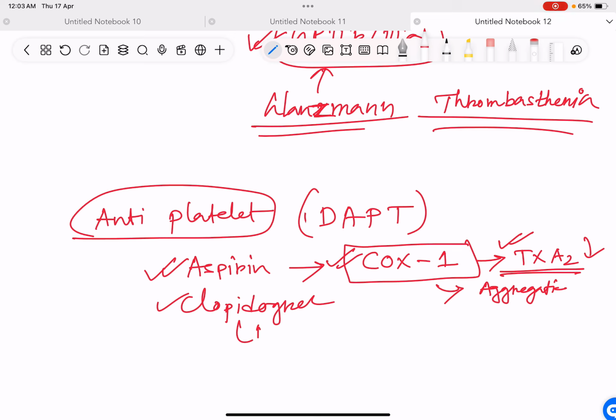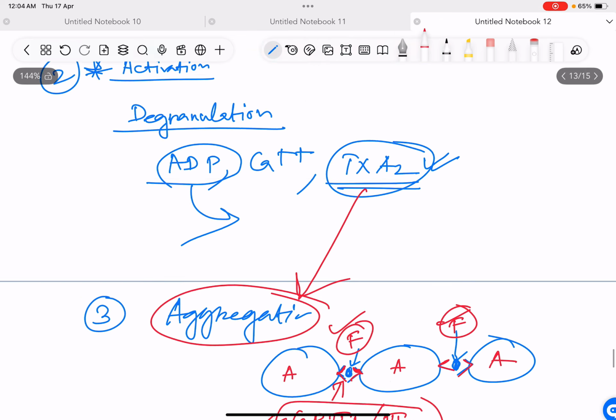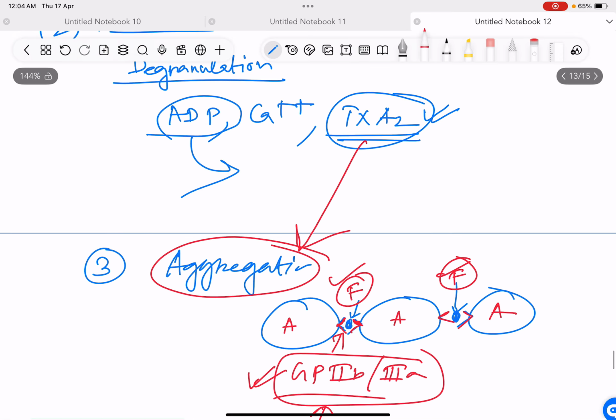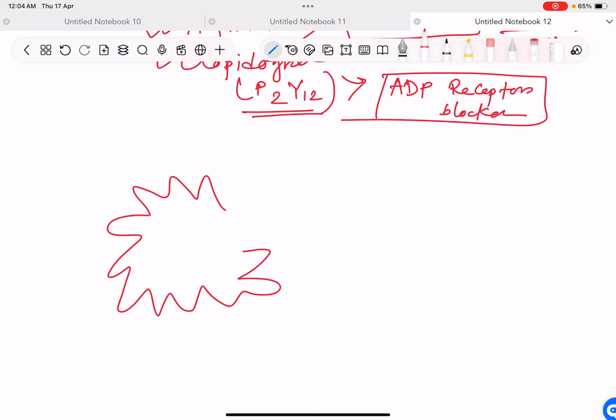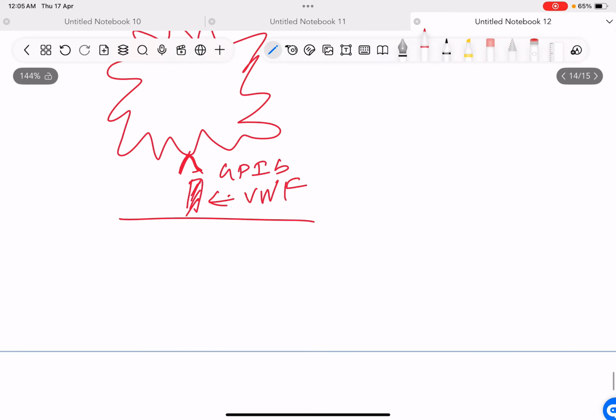Then clopidogrel, which is a P2Y12 inhibitor. P2Y12 inhibitors are ADP receptor blockers. So see how it works, how ADP helps in this process of aggregation. Suppose this platelet, which is activated because it has been exposed to the subendothelial collagen. On the surface of it has GP1B, then it is attached to von Willebrand factor, and this is the subendothelial collagen.